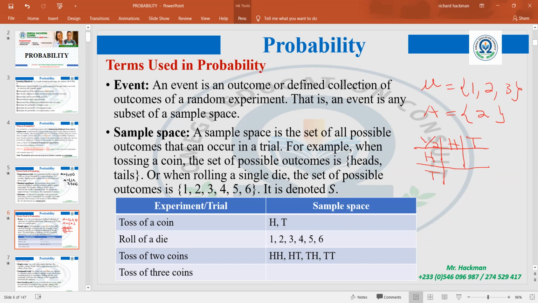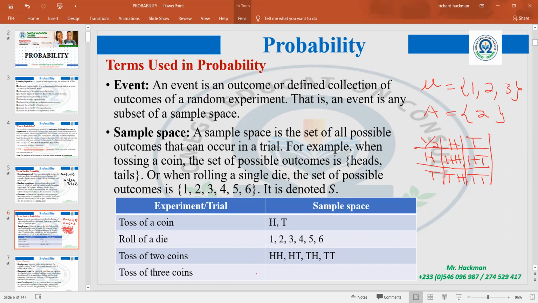So if you want to look at the possible combination of the outcomes, then you can see that it will be H, H. So this will give you H, H. I hope you are following. And you can also have what? H, T. You can equally have what? T, H. And now this will give you T, T. So that's how come we have this. Is that clear?